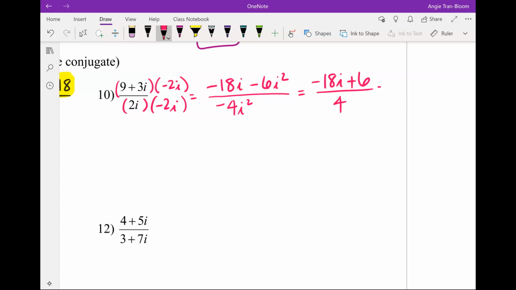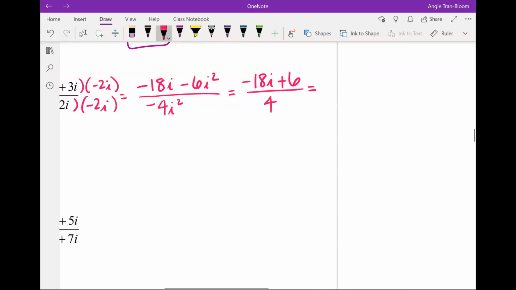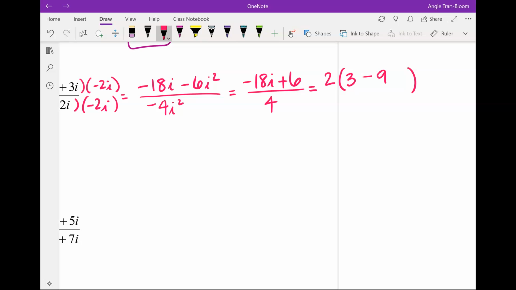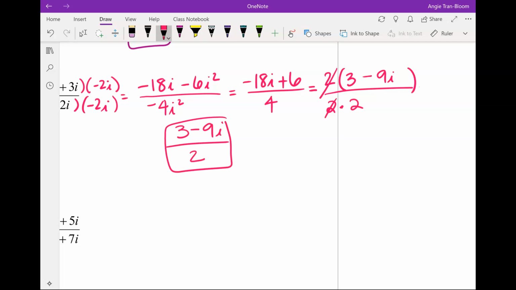No. Okay, what can I do here? Simplify. Can I take out 2? Yes. I'm also going to write the a plus bi format. Okay. Can I move the 3 in the front? Yep. How about negative 18i divided by 2? What would that give me? Negative 9i. 4 can be factored into a 2 times 2. Reduces the 2. Final answer. 3 minus 9i all over 2. Box that up.